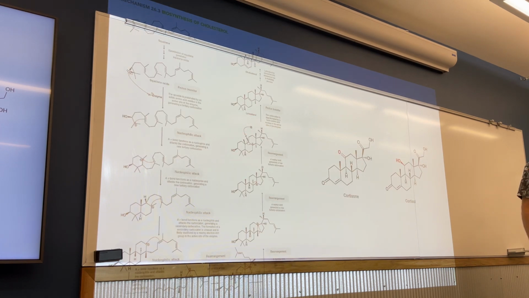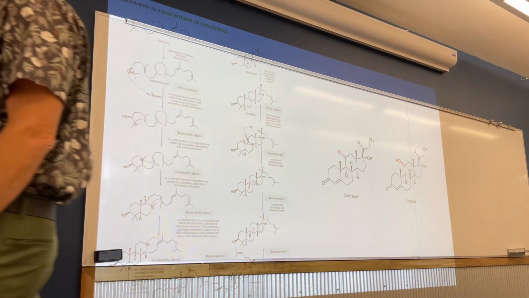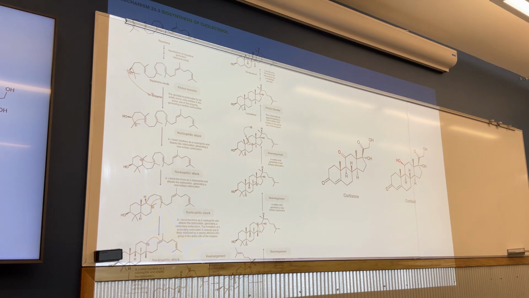Okay. And then this is how they're made. You know, I'm not going to spend a whole lot of time on this mechanism. We're not going to see this on the exam or anything. I'm not going to have you close the ring, but it's synthesized using what's called squalene. And so you can see there's no rings initially, right?